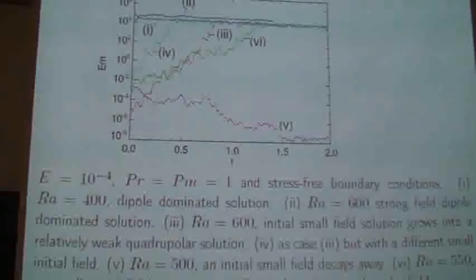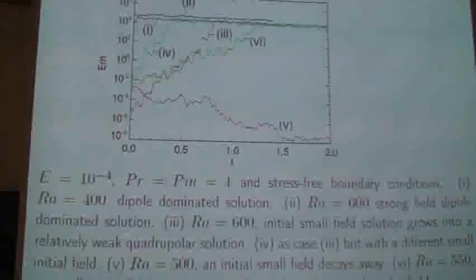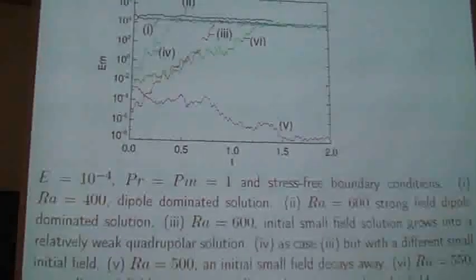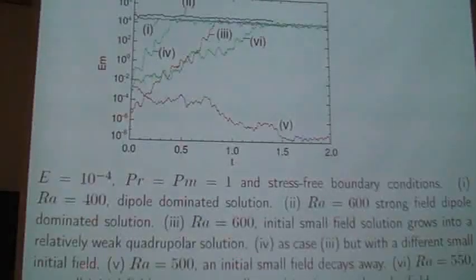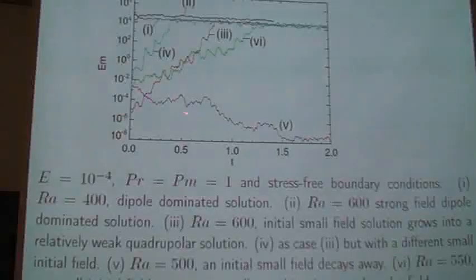So this is a set of runs at E is 10 to the minus 4, Pr and Pm is 1, stress-free boundary conditions. Stress-free because that gives you the best chance, because then you've knocked out the Ekman suction, which can drive dynamo action even in the absence of magnetic field. So that knocks that out, so that gives us the clearest indication of the situation. So here are a load of dynamo runs, and let me explain them.